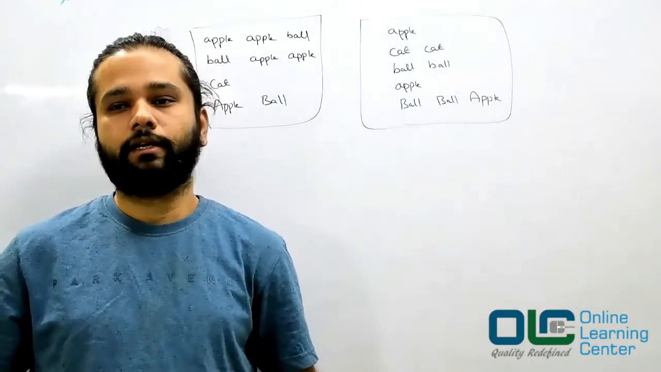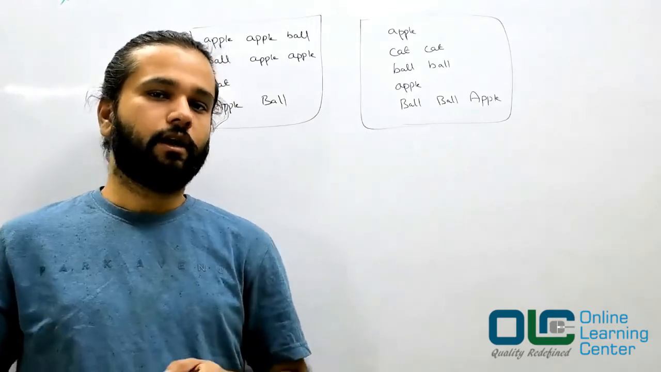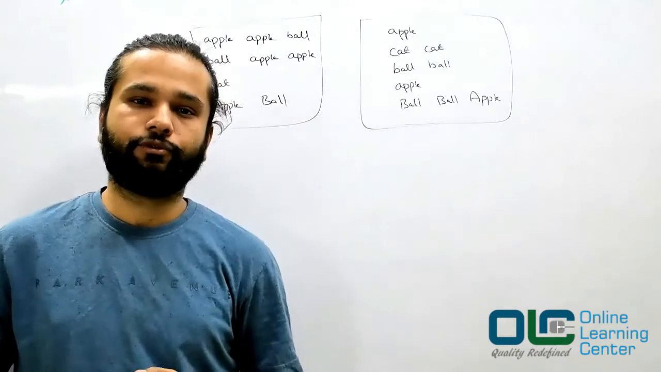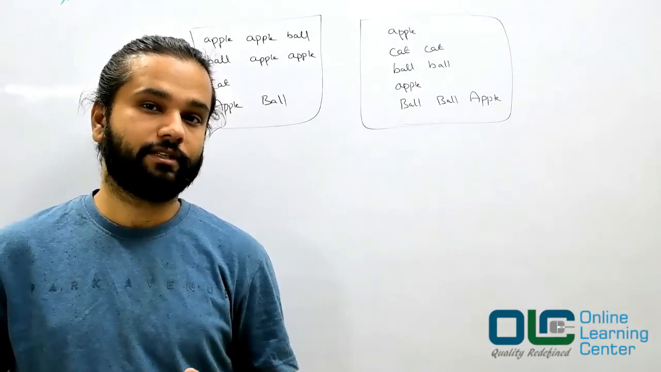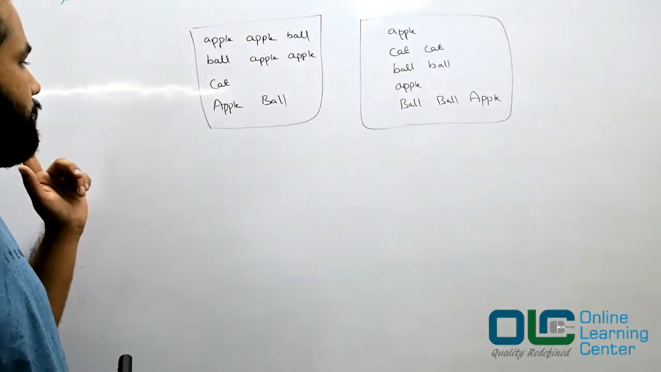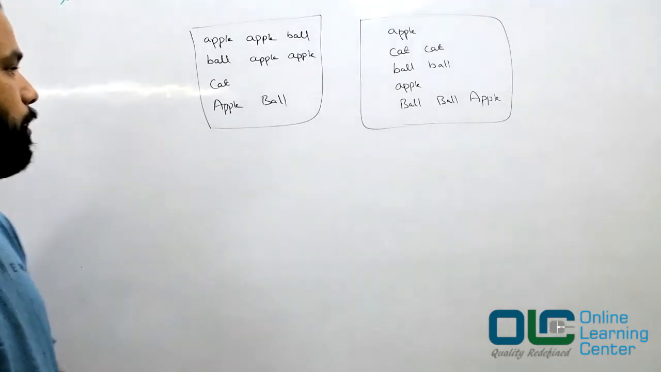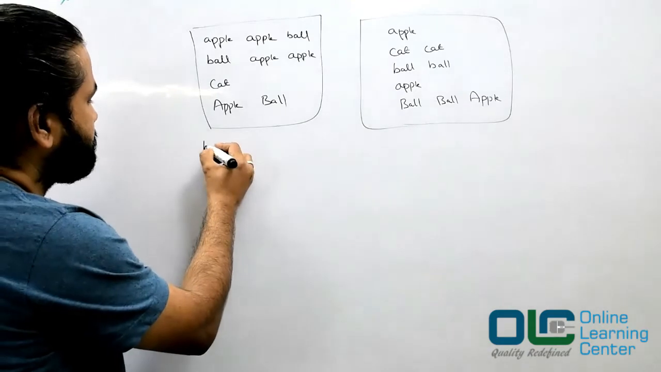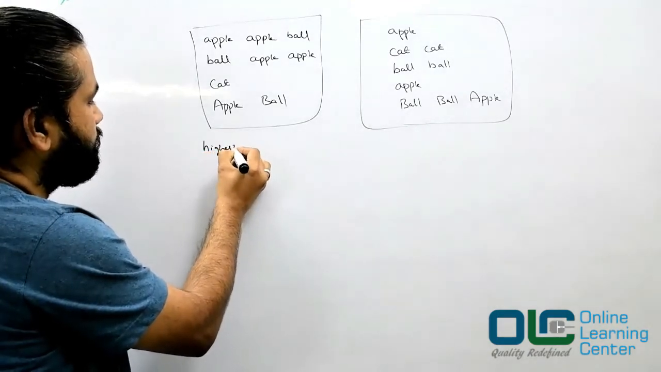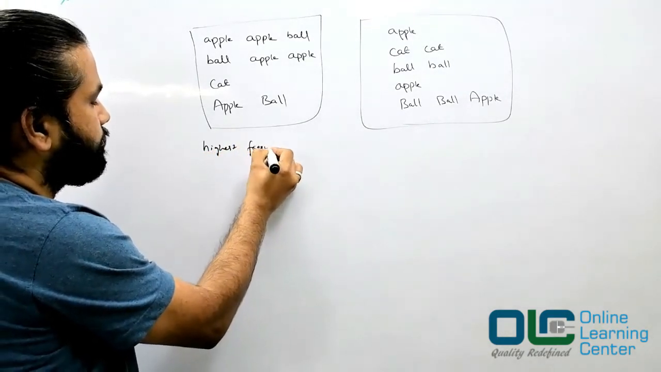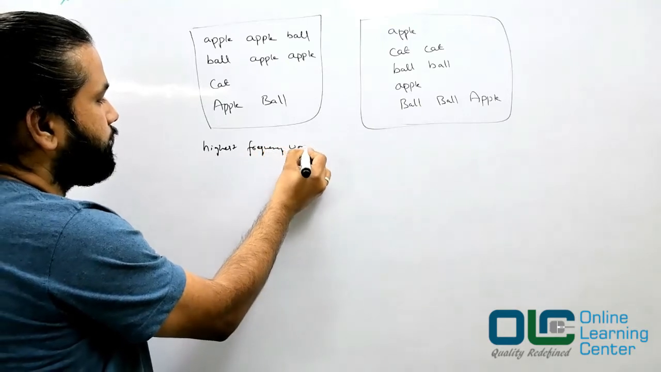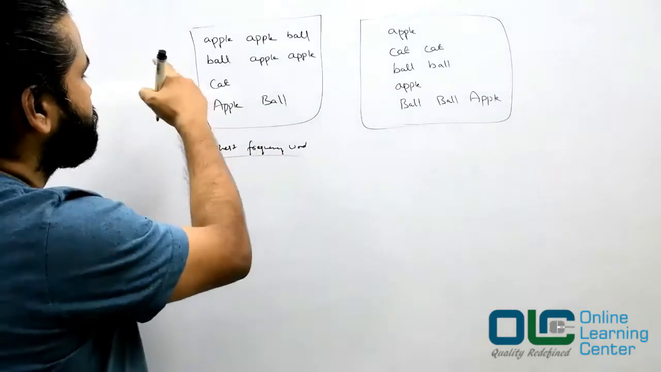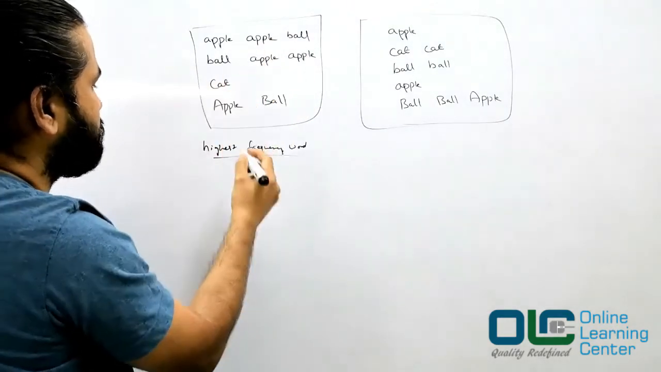Welcome back, and let us discuss how to solve the problem statement which I had given you as an assignment in our previous class. This is basically a problem statement where I want you to find out the highest frequency word. And what we are expecting is to check what is the total for apple together.